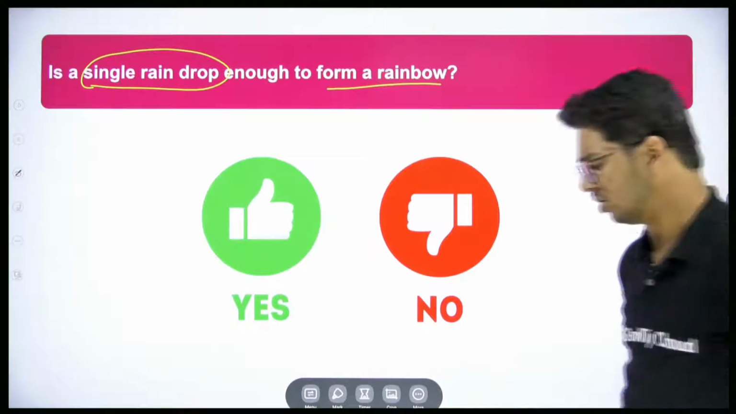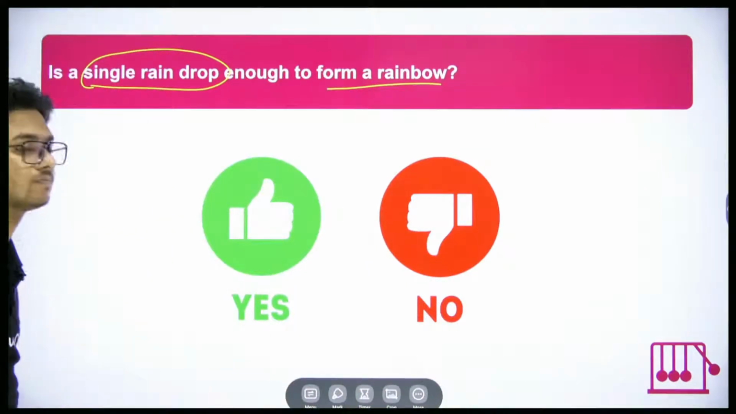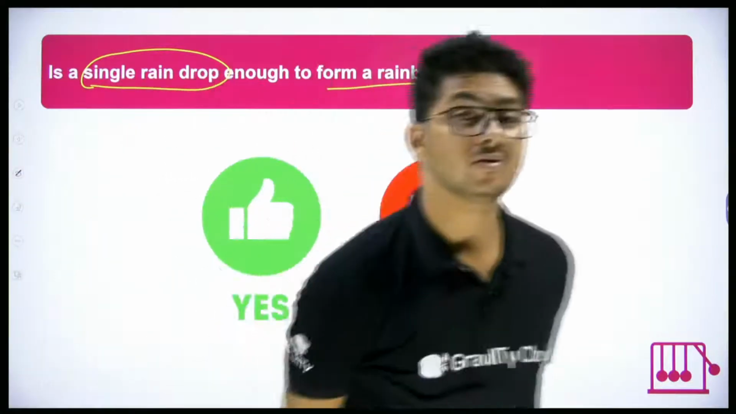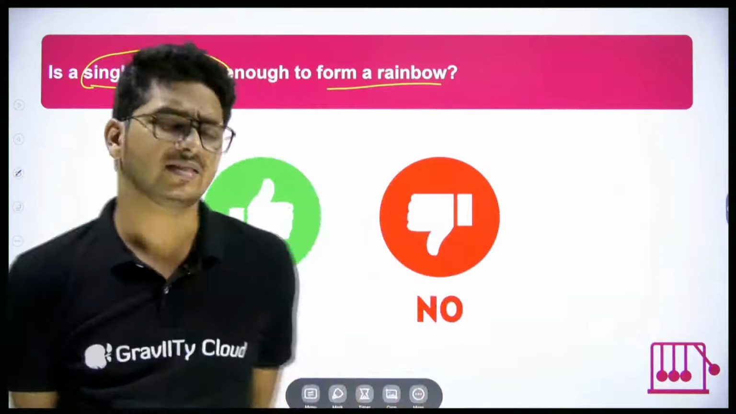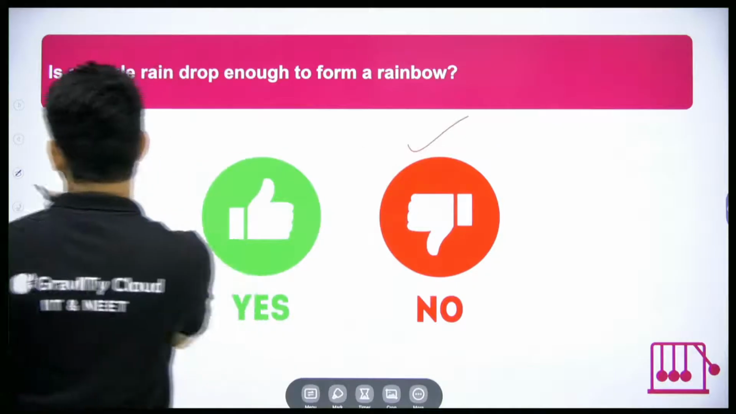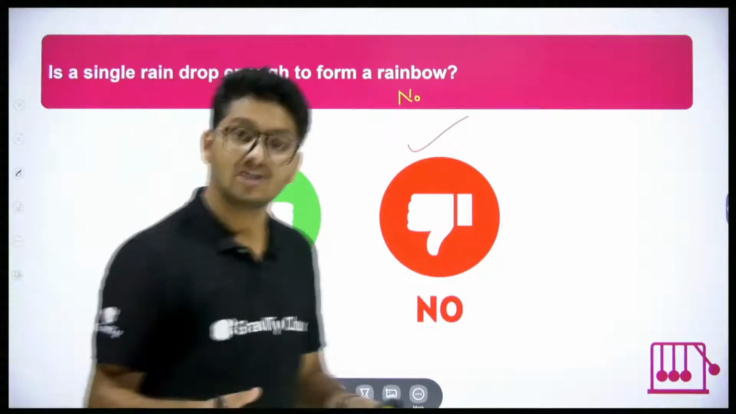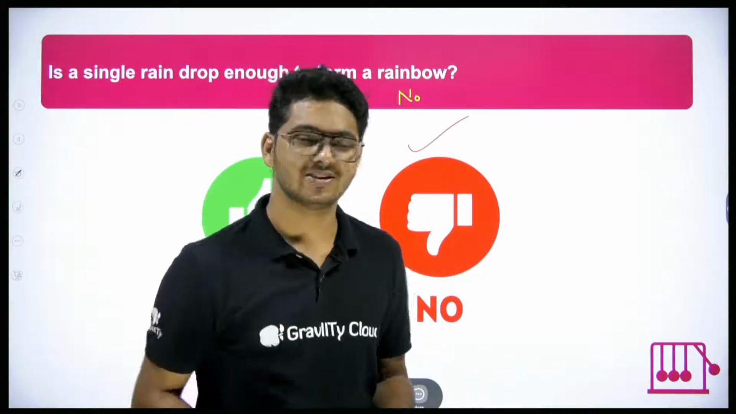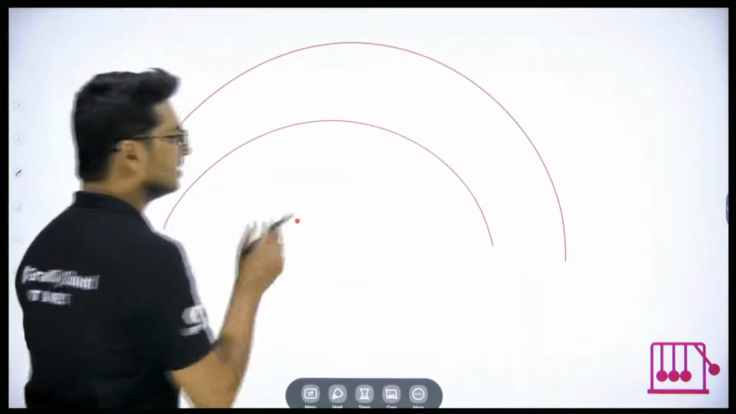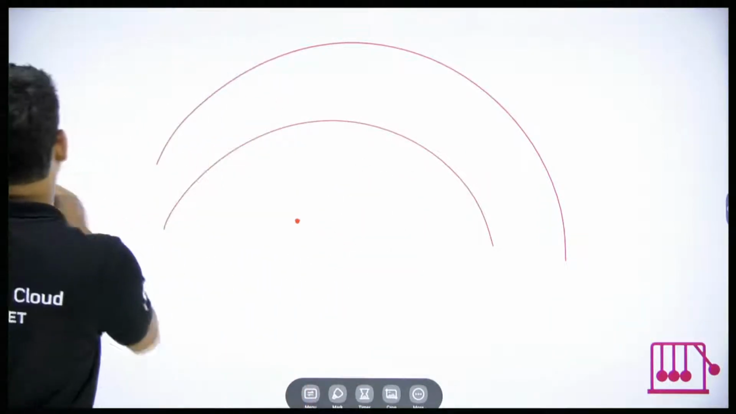Is one single raindrop enough to form a rainbow? Think about it. And the answer is no. Think about the size of a raindrop. A raindrop will be very small. Whereas when you look at the rainbow, its size will be huge compared to the size of a raindrop. Yes, a rainbow would be something like this, big. But a drop will be only small, this much. How can a single drop form a rainbow? Not possible. Then how is a rainbow formed?